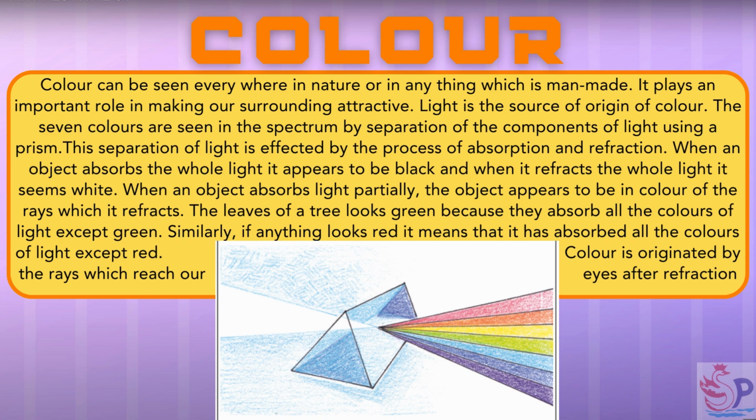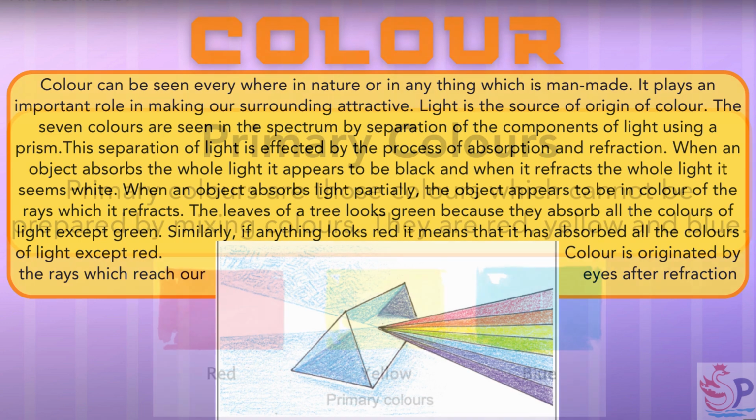When an object absorbs the whole light, it appears to be black, and when it refracts the whole light, it seems white. When an object absorbs light partially, the object appears to be the color of the rays which it refracts. The leaves of a tree look green because they absorb all the colors of light except green. Similarly, if anything looks red, it means that it has absorbed all the colors of light except red. Color is originated by the rays which reach our eyes.